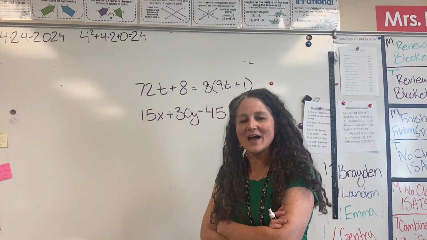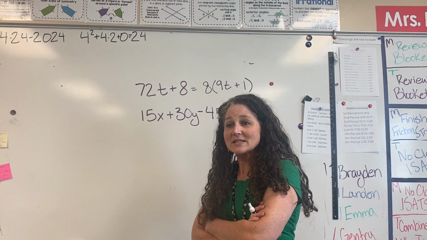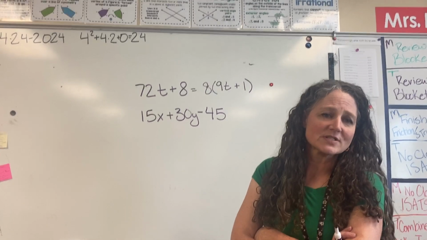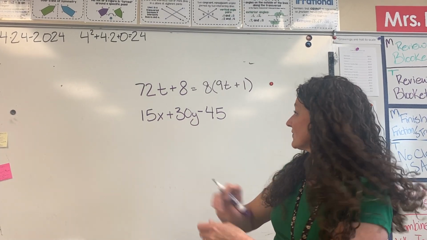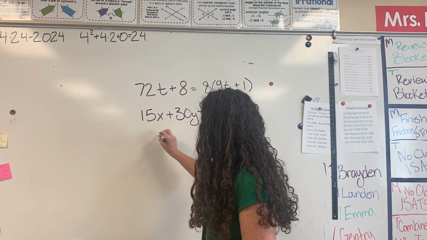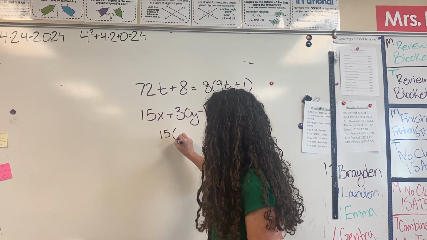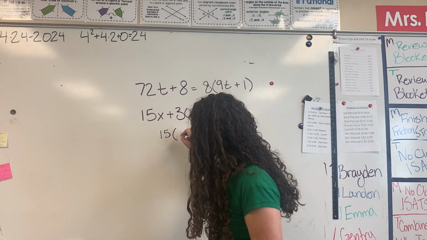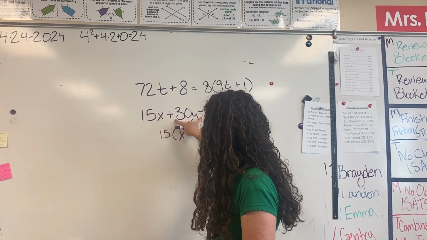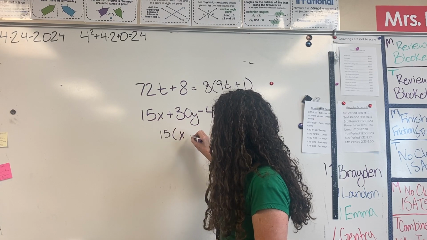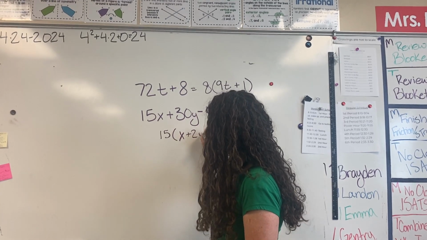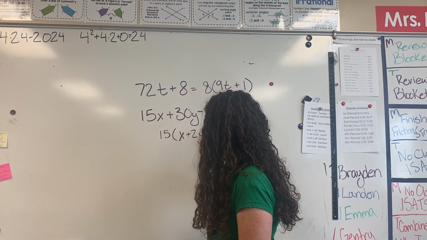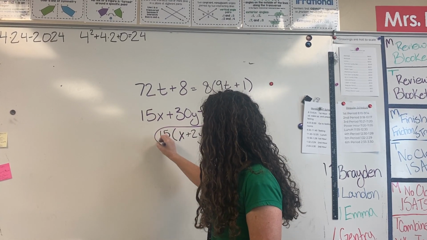What's the greatest common factor here? Zach, you participated a lot. Let's let Gentry have a turn. Gentry, what's the greatest common factor? We can pull a 15 out of all of these. So what is 15x divided by 15? Just x. What's 30y divided by 15? 2y. What's negative 45 divided by 15? Minus 3. And then we have that.